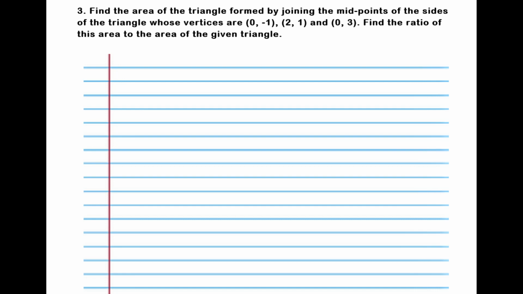Moving to the third question: find the area of the triangle formed by joining the midpoints of the sides of the triangle whose vertices are (0, -1), (2, 1) and (0, 3), and also find the ratio of this area to the area of the given triangle. Students, consider the triangle. Now another triangle is formed by joining the midpoints of this triangle, that is, vertices A as (0, -1), B as (2, 1) and C as (0, 3).